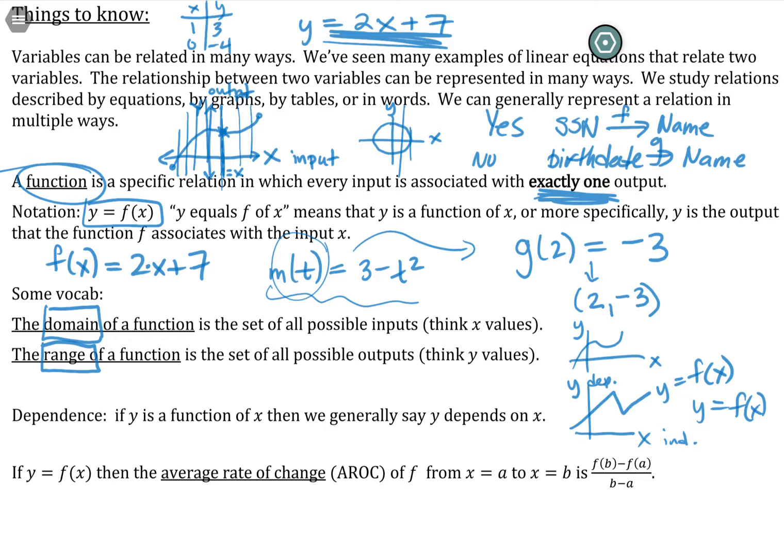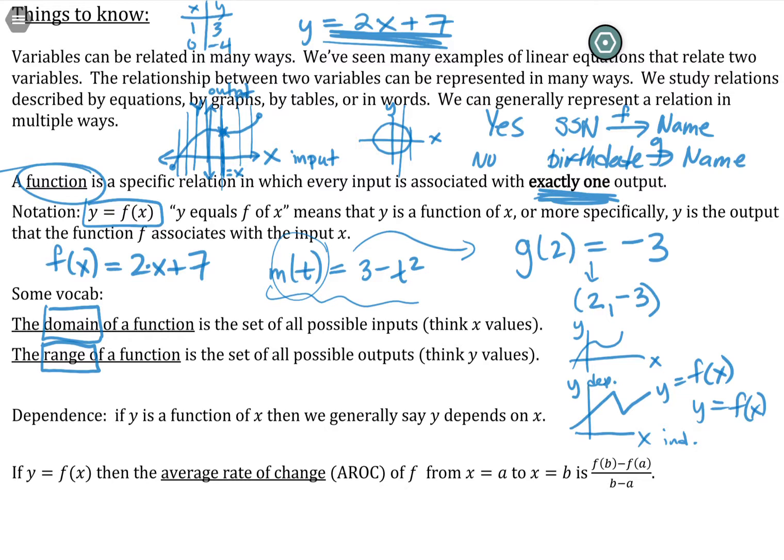Y depends on x. So if you have a function that relates height to age, does it make more sense to say a person's age depends on their height or their height depends on their age? And sometimes it's a wash. Generally, I would say height depends on age is probably the way we would think about it. But sometimes it can go either direction. But that's one thing to keep track of. Dependence and function notation kind of tie in nicely together.